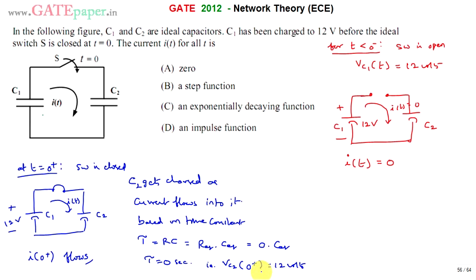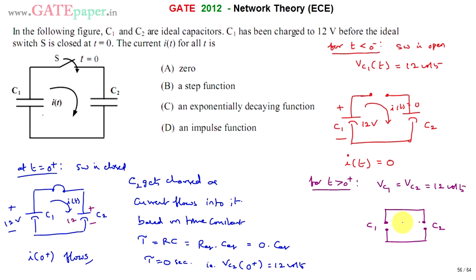Whenever a capacitor reaches its final value, it is in the steady state, and in steady state it acts as an open circuit. So this also becomes 12 volts, and this also becomes 12 volts. Now current is not flowing because both nodes are at the same voltage. So i(t) becomes 0. For t greater than 0 plus, Vc1 equals Vc2, which is 12 volts, and both capacitors act as open circuits because they reach steady state, so the current through them is i(t) = 0.